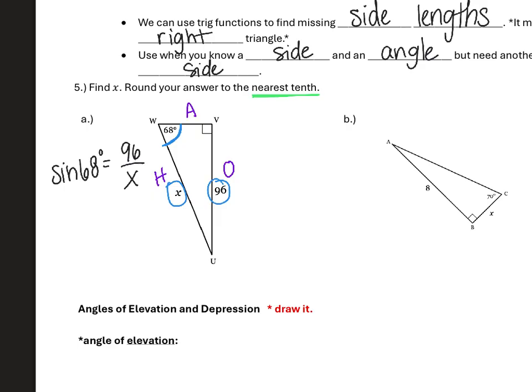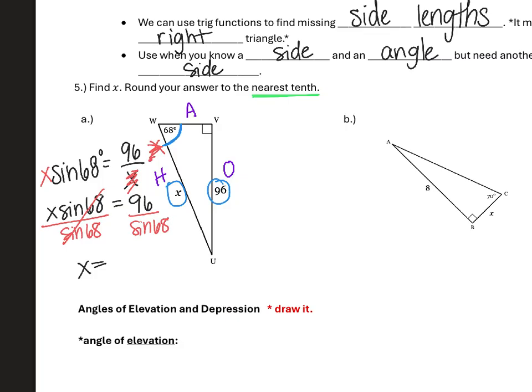Okay, you need to make sure your calculator is in degree mode. You'll see it along the top of your calculator when you turn it on. If it says radian, you need to go into mode and switch it to degree. Okay, so to get rid of this x in the denominator, we have to multiply both sides by x. And then we get x sine 68 equals 96. And then the last step to get x by itself is we divide both sides by the sine of 68.